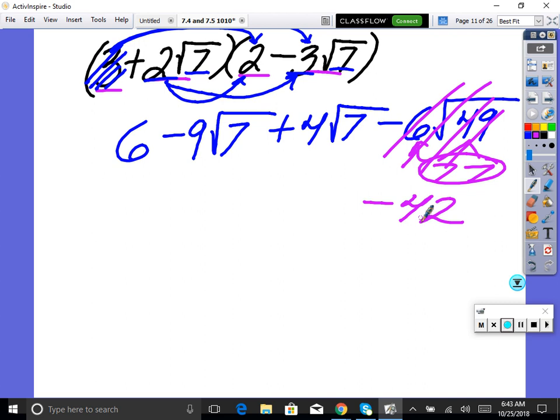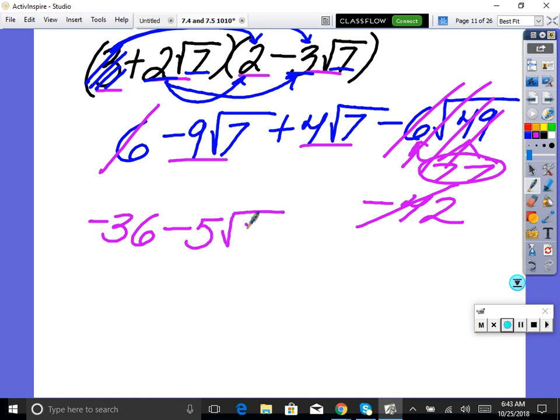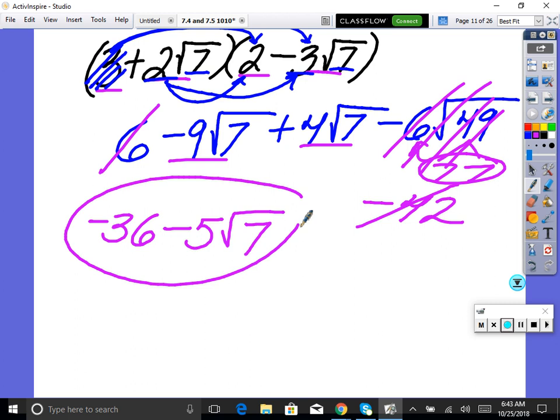So then combine real parts with real parts. So 42, 41, 40, 39, 38, 37, 36. So that's negative 36. Combine whole numbers with whole numbers. And then these are like terms. So then we have minus 5 root 7. So the last one is usually where people mess up. That's just all I'm saying. It's not that it's hard. It's just easy to make an error.